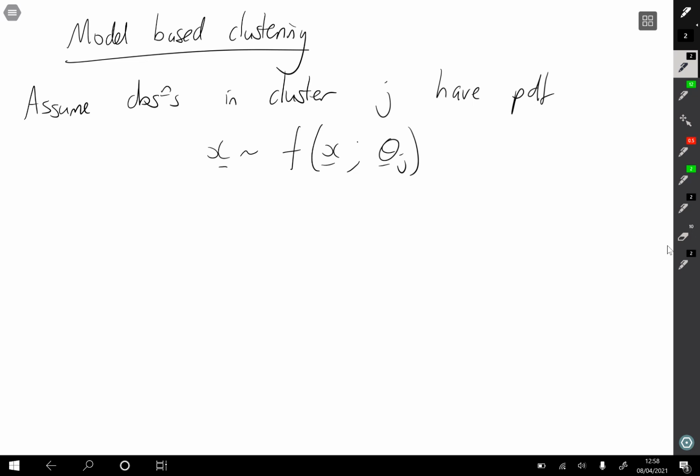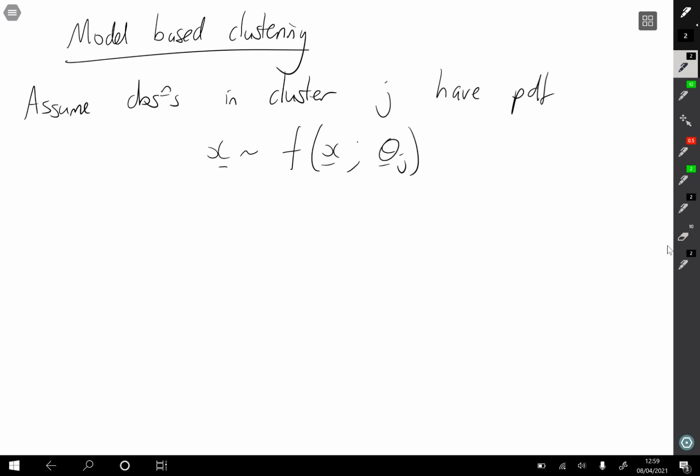So we're now going to think about another type of partitioning clustering method called model-based clustering. It's very similar to k-means in that for each observation we want to assign it to one of k clusters. But in k-means clustering we didn't assume a distribution for each data point. We just assigned it to the cluster for which the mean of that cluster was closest.